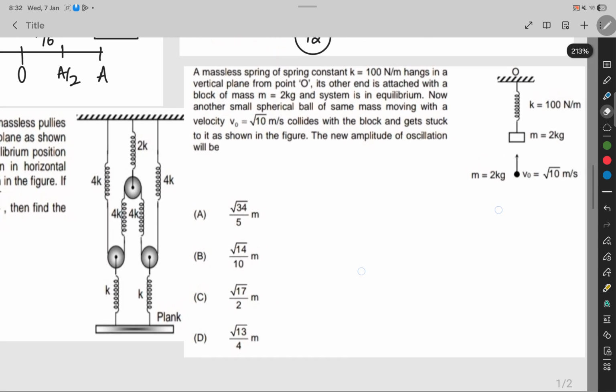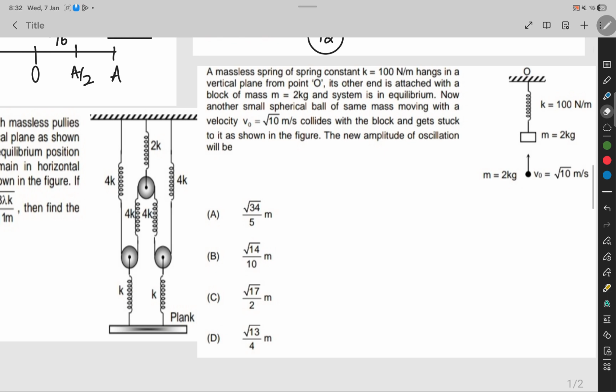Question number 10. A massless spring of spring constant k equal to 100 Newton per meter hangs in a vertical plane from point O. There is a mass of 2 kg, and a mass with velocity v naught equal to 10 meter per second is hitting this mass. You need to find out the amplitude of oscillation, the current amplitude. K is given. Another small spherical ball of the same mass is moving with some velocity, collides with a block, and gets stuck with it as shown in the figure.